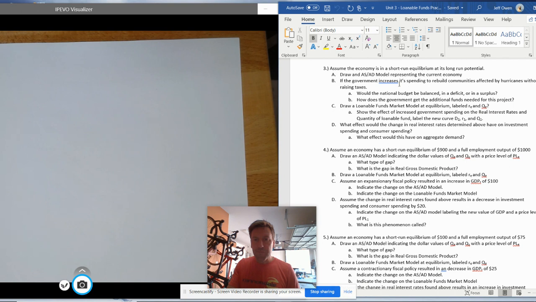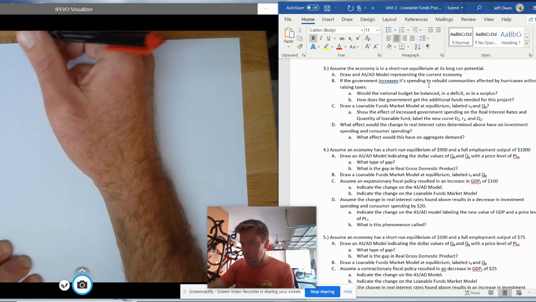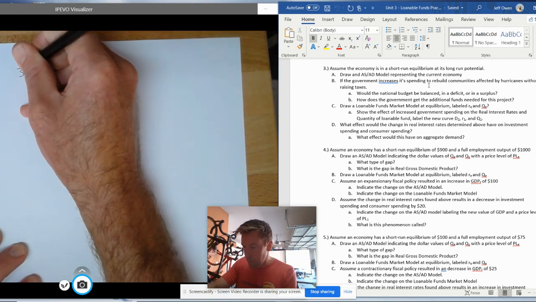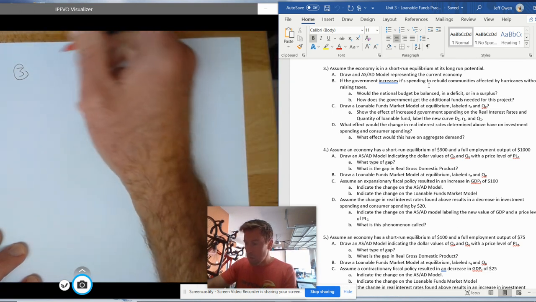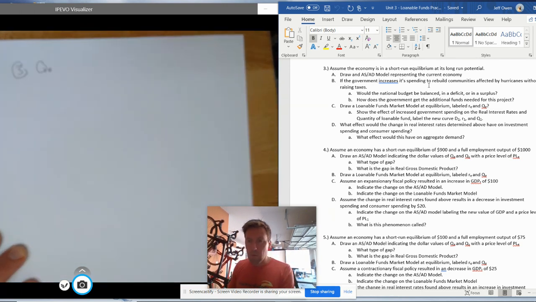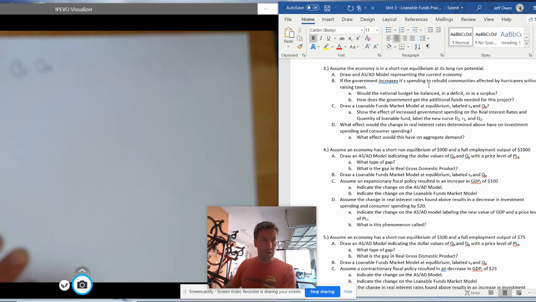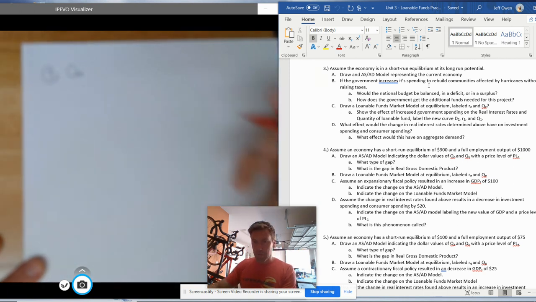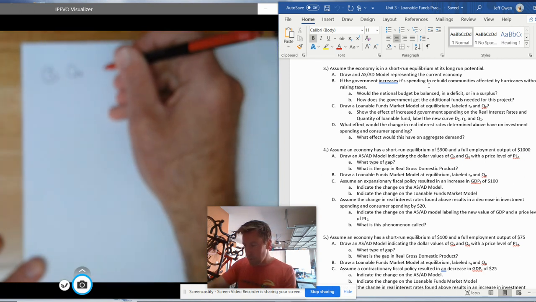Number 3, assume the economy is in a short-run equilibrium at its long-run potential. That's always an easy one. Our short-run equilibrium is always my QE. And our short-run equilibrium is at our long-run potential. So our potential is QY.